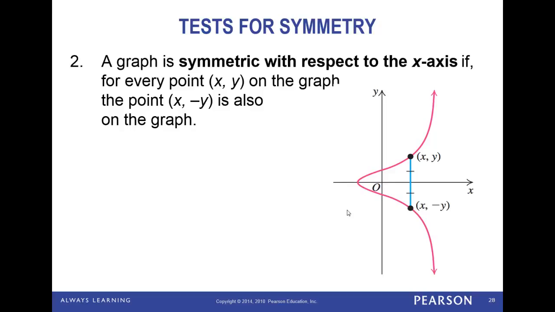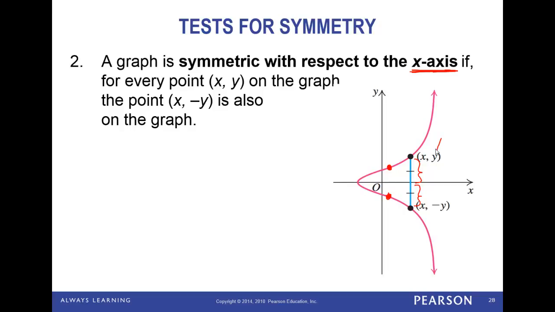Alright, symmetry with respect to the x-axis. Now, what does that look like? Here's the x-axis coming across. And now notice there's a point, and this graph is symmetric. We call this pink graph symmetric with respect to the x-axis. And notice again, they're always equidistant. If there's another point even here, notice there's this point and this point. They share the exact same x coordinate. But their y coordinates are different now.